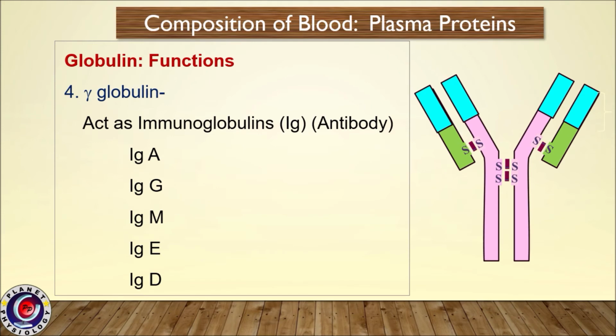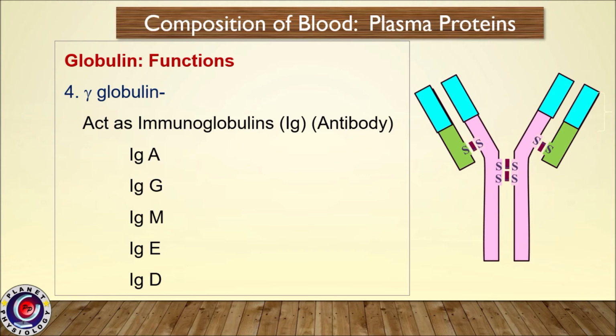Gamma globulins act as immunoglobulins or antibodies. There are 5 types of gamma globulins, namely IgA. Ig stands for immunoglobulin. So IgA, IgG, IgM, IgE and IgD. All these antibodies play an important role in defense against invading organisms.